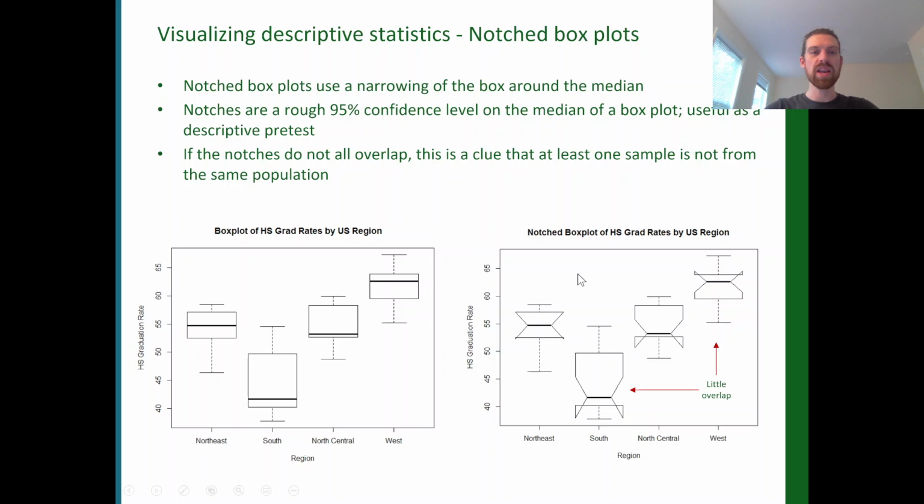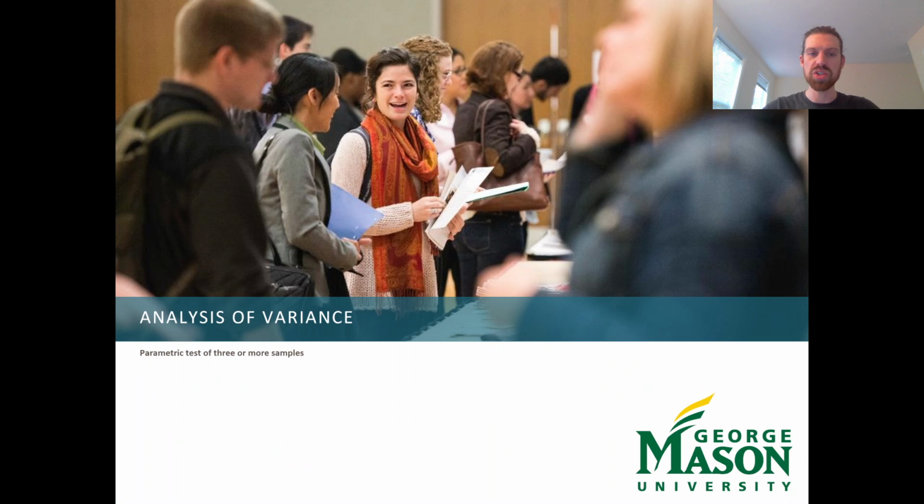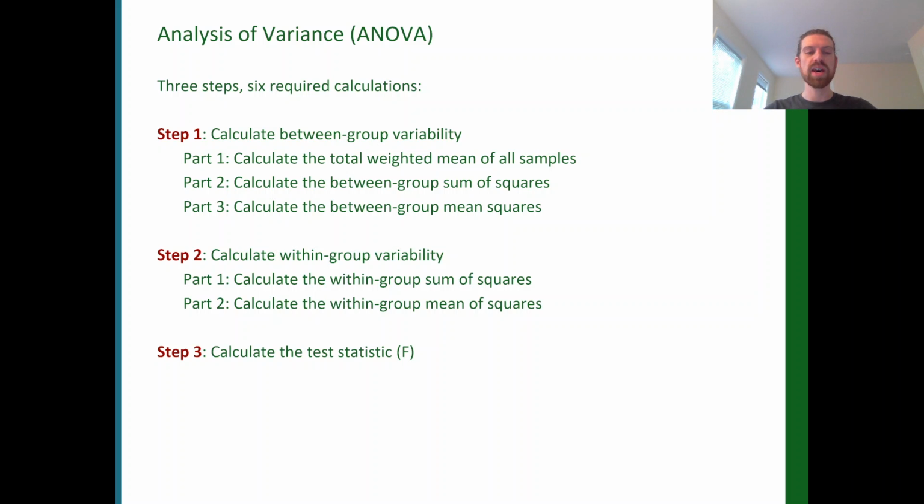Okay, so basically this shows a narrowing of the box around the median, as you can see here, the median being the black line. And essentially the notches are a rough 95% confidence interval for the data that we've got around the median. So it's useful as a descriptive pretest because basically if these medians don't overlap, then it's suggestive that there might be a significant difference between these samples, and therefore that would mean that they haven't come from the same population.